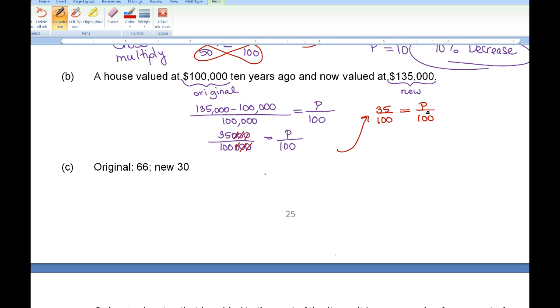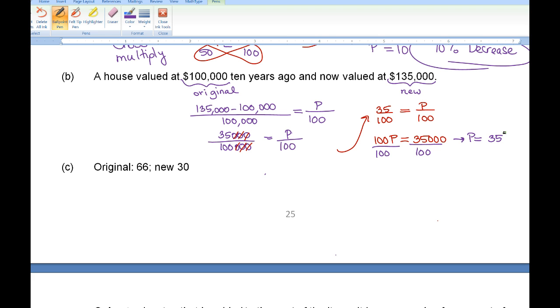Now some of you might see that you don't even really need to cross multiply here. Do you see how the denominators are both the same? Wait, isn't it 135 over 100? How do you go from 135 to just 35? I subtracted, and then I canceled out the zeros, just to make it an easier problem. So I get 100P equals 3,500. I'm going to divide by 100, and I get P is 35.